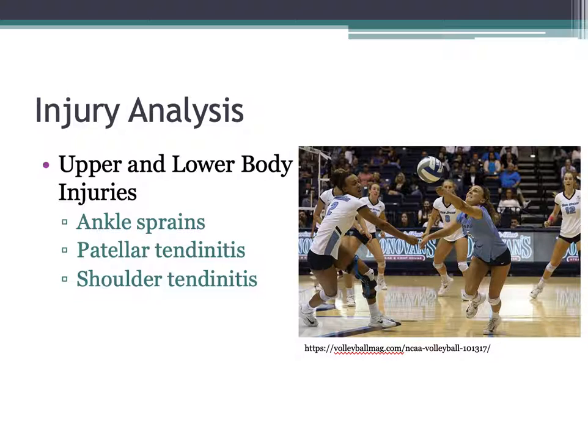Overhead skills such as serving and spiking have been known to cause injuries to the shoulder and cause shoulder tendonitis, specifically in the rotator cuff. These movements cause the shoulder to go through frequent cycles of abduction and external rotation of the shoulder. These injuries occur based on specific skills such as blocking, spiking, and serving, as well as player position on the court.